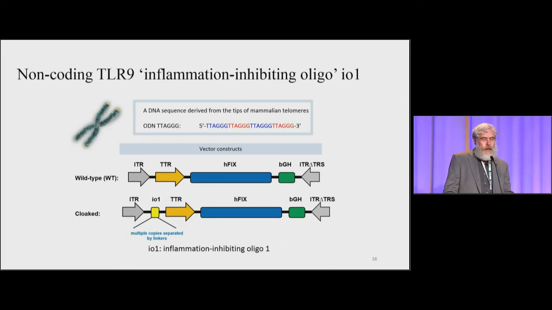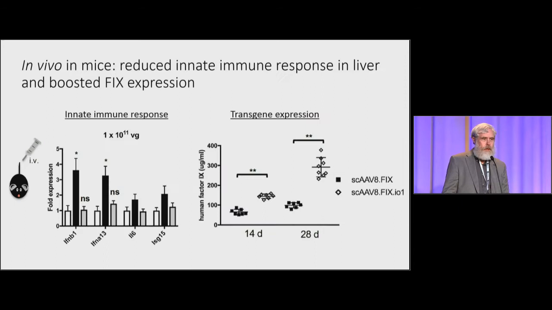And that is sufficient, for reasons that aren't completely understood, for inhibiting toll-like receptor 9 in cis with any nucleic acid, or at least with the nucleic acids that we've tested, which are focused on AAV. So in principle, all you need to do is stick four copies of this hexameric repeat, or some other inflammation-inhibiting oligonucleotides, into your favorite vector. Here you can see we inserted it in between the ITR and the TTR for this vector, which is just making factor 9.